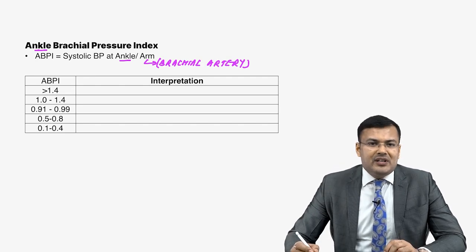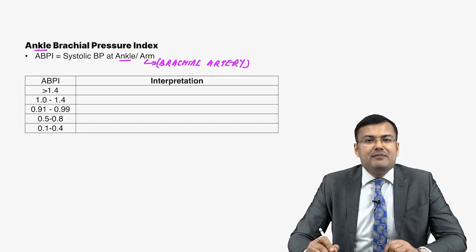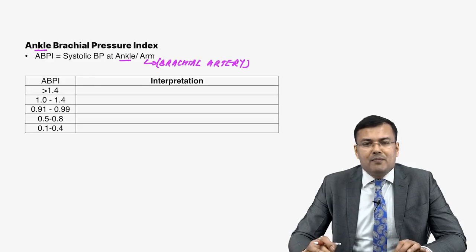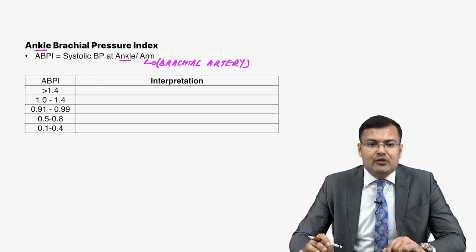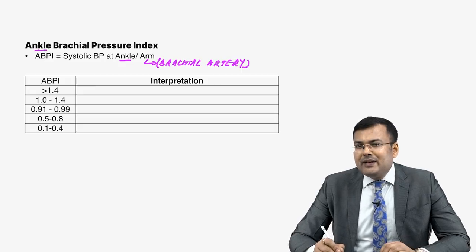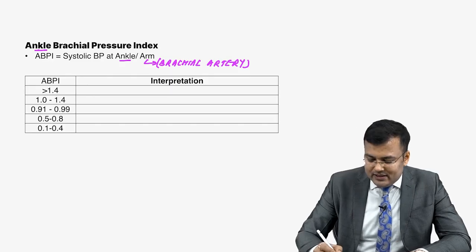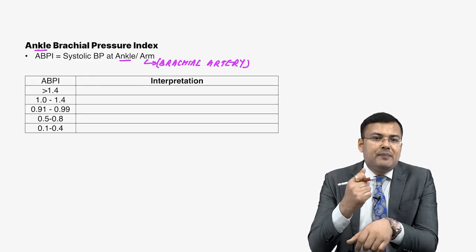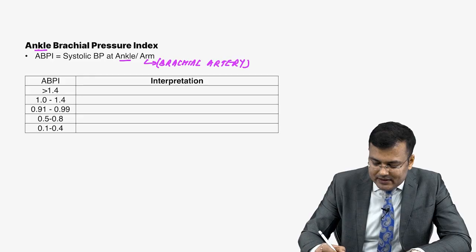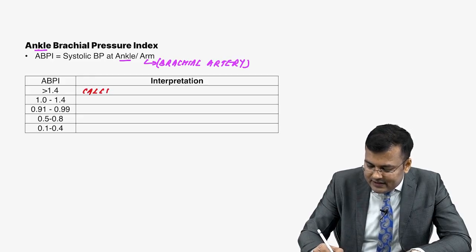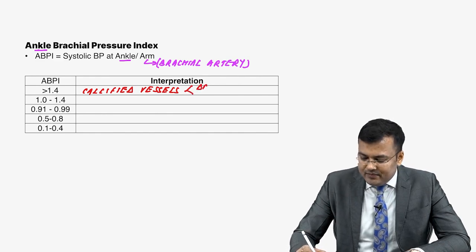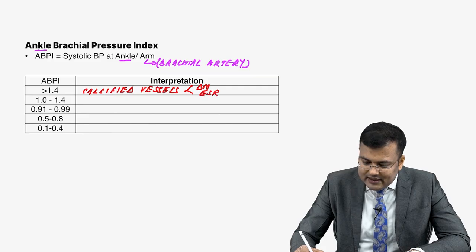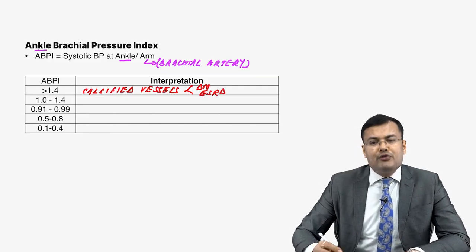This ankle brachial pressure index is given in Bailey also, but complete information is not given. Now we are discussing the complete information. Yes, there are certain errors also. If the ankle brachial pressure index is more than 1.4, it is suggestive that the vessel is non-compressible. Why is the vessel non-compressible? Because it is calcified. It is suggestive of calcified vessels, and the cause is diabetes mellitus or end stage renal disease. 1 to 1.4 is normal.